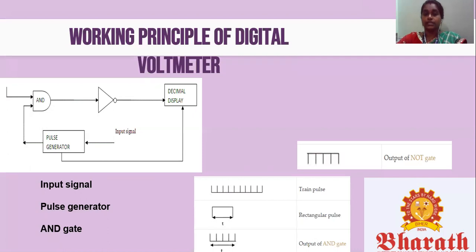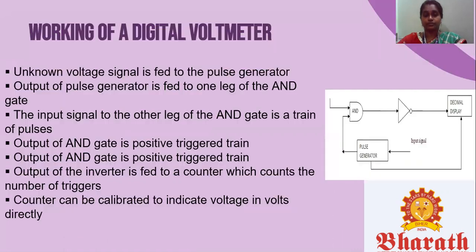AND gate: it gives high output only when both the inputs are high. When a train of pulses is fed to it along with the rectangular pulse, it provides an output having train pulses with duration the same as the rectangular pulse from the pulse generator. The decimal display consists of the number of impulses, and hence the duration, and displays the value of the voltage on an LED or LCD display after calibration.